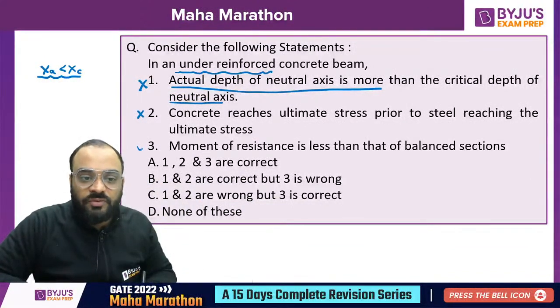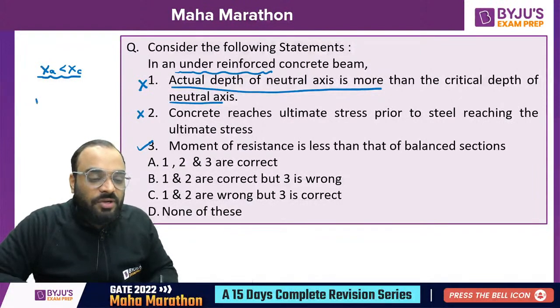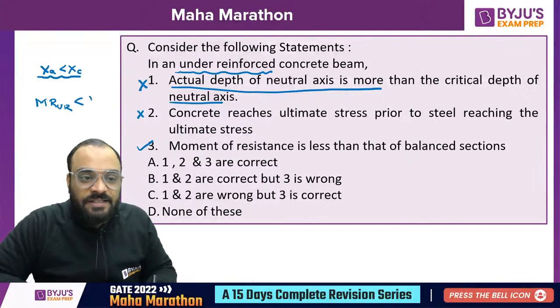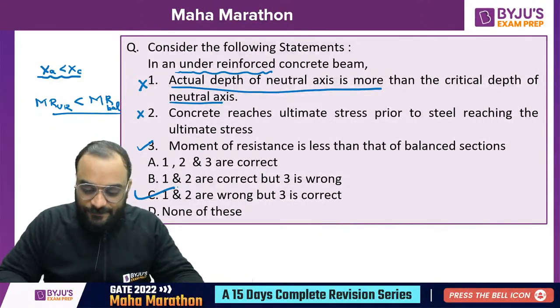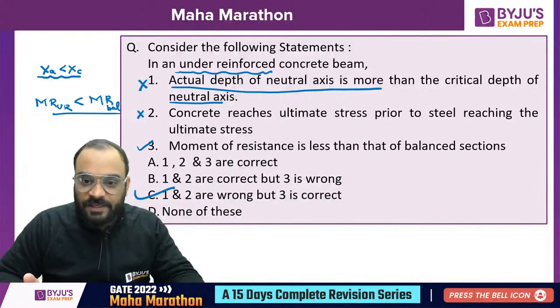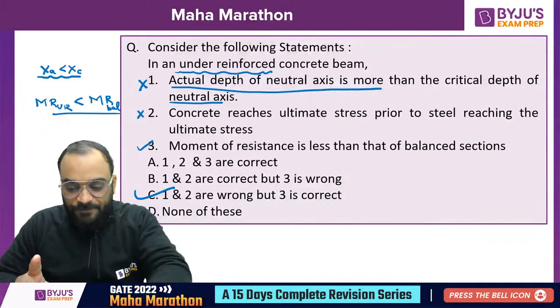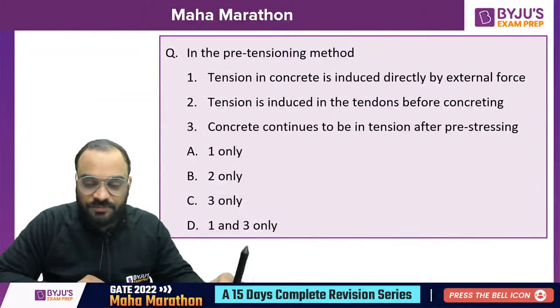Now, the third one is correct. Why? Because the moment resisting capacity of an under reinforced section is lesser than the moment resisting capacity of a balanced section. That's why the third statement is correct. So C is the correct answer. Clear? Okay. Next question.